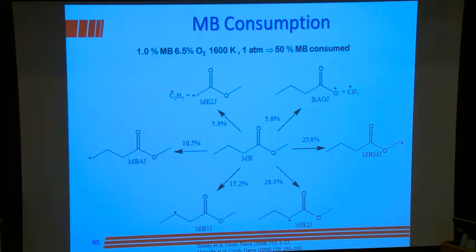So what's going on? If we look at the chemistry of methylbutanoate, it can undergo unimolecular decomposition, forming different radicals and smaller radicals, or can undergo H-atom abstraction. This is just looking at the flux analysis at 50% methylbutanoate consumed at 1600 Kelvin, and you can see what's happening to the fuel. So H-atom abstraction is very important, but also some unimolecular decomposition.